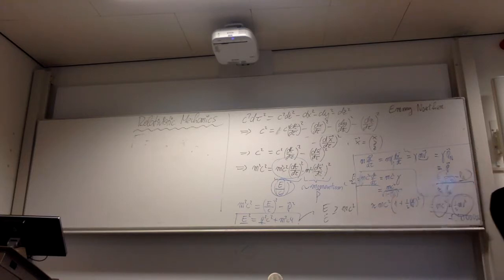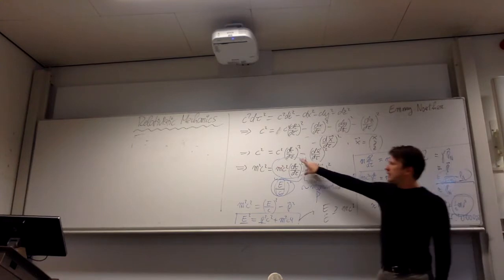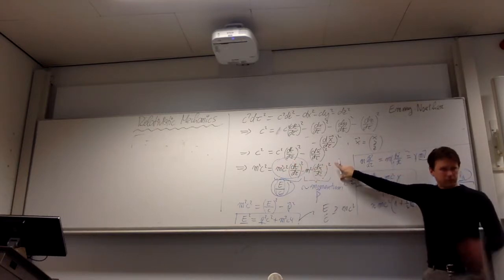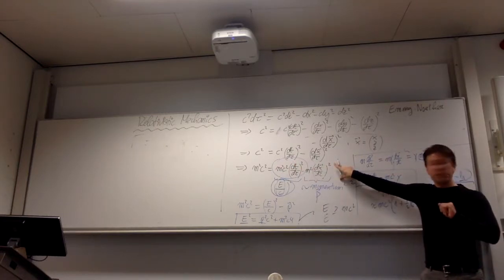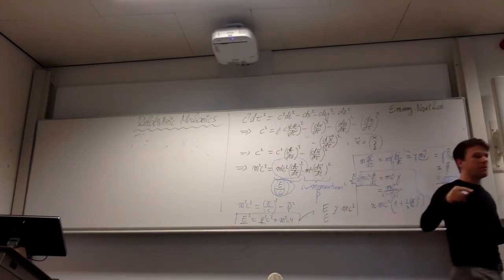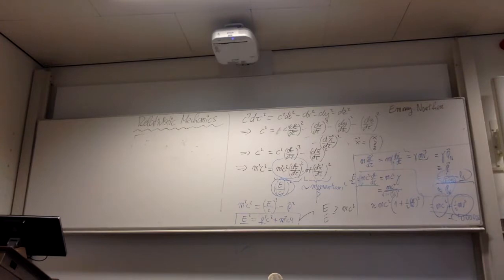Now, long story short, my claim was that this thing is energy over c. And you can tell just by looking at the Newtonian case that it should be. This thing is momentum, the relativistic momentum. And under that condition, this holds, and you have your relationship between energy and momentum in relativity. And yes, it is invariant.